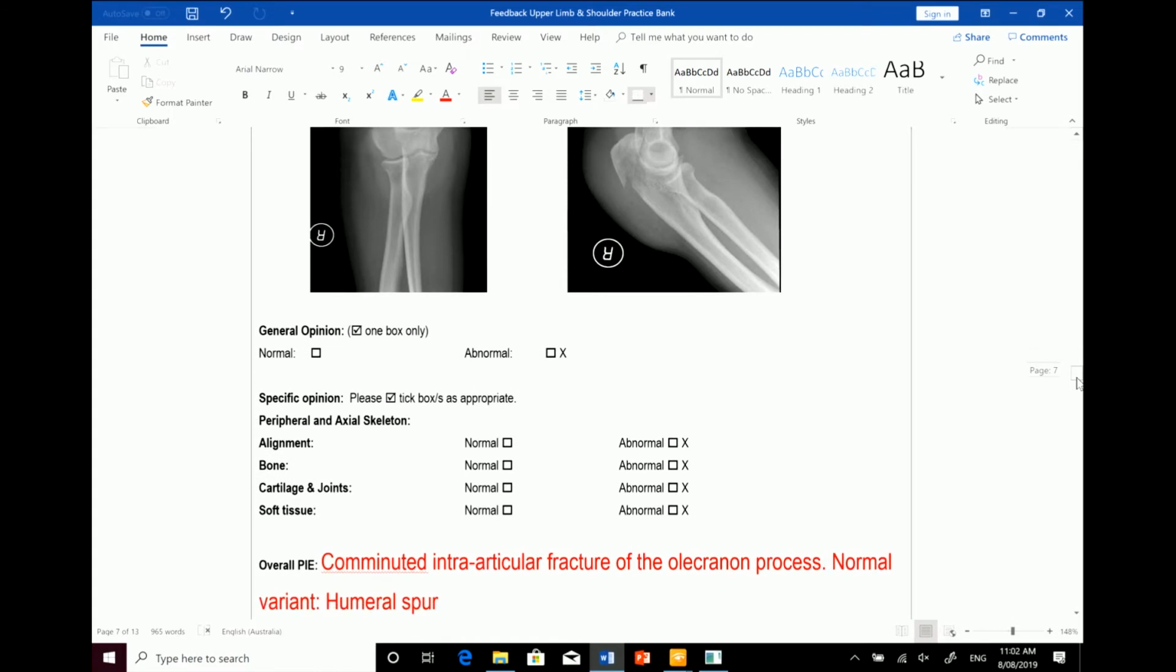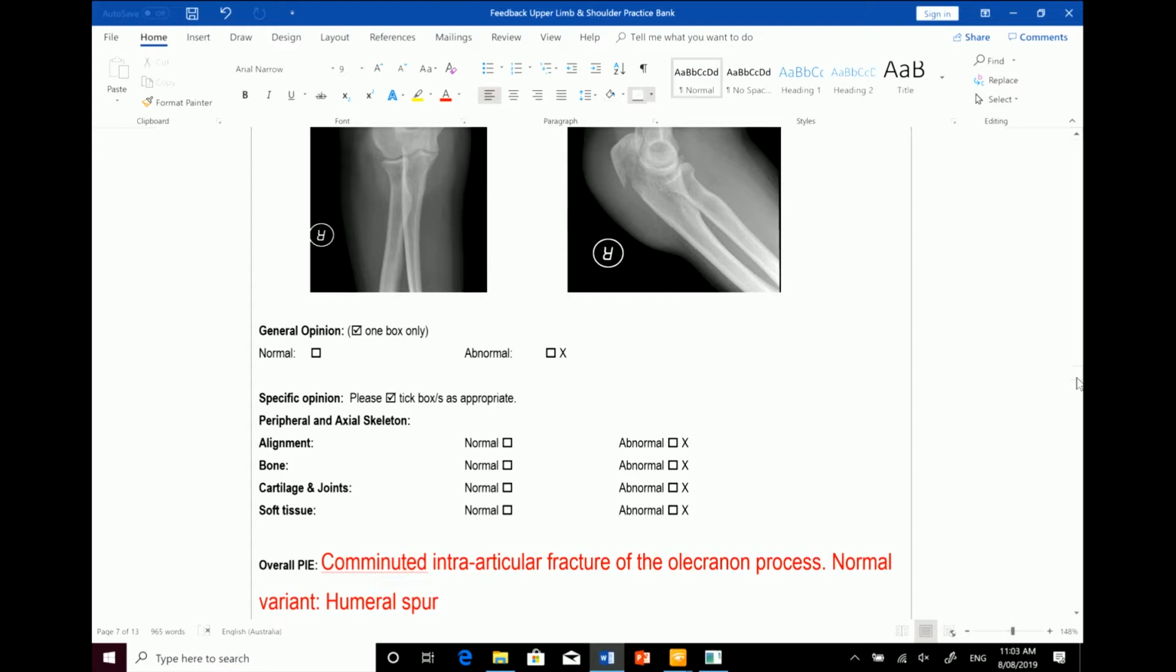So to complete the form then, it's an abnormal case. The alignment is abnormal because of the fractures that have been separated, but not because of the joint. The bone is abnormal because of the fractures. This is the elbow joint that's involved, and then there is soft tissue swelling.